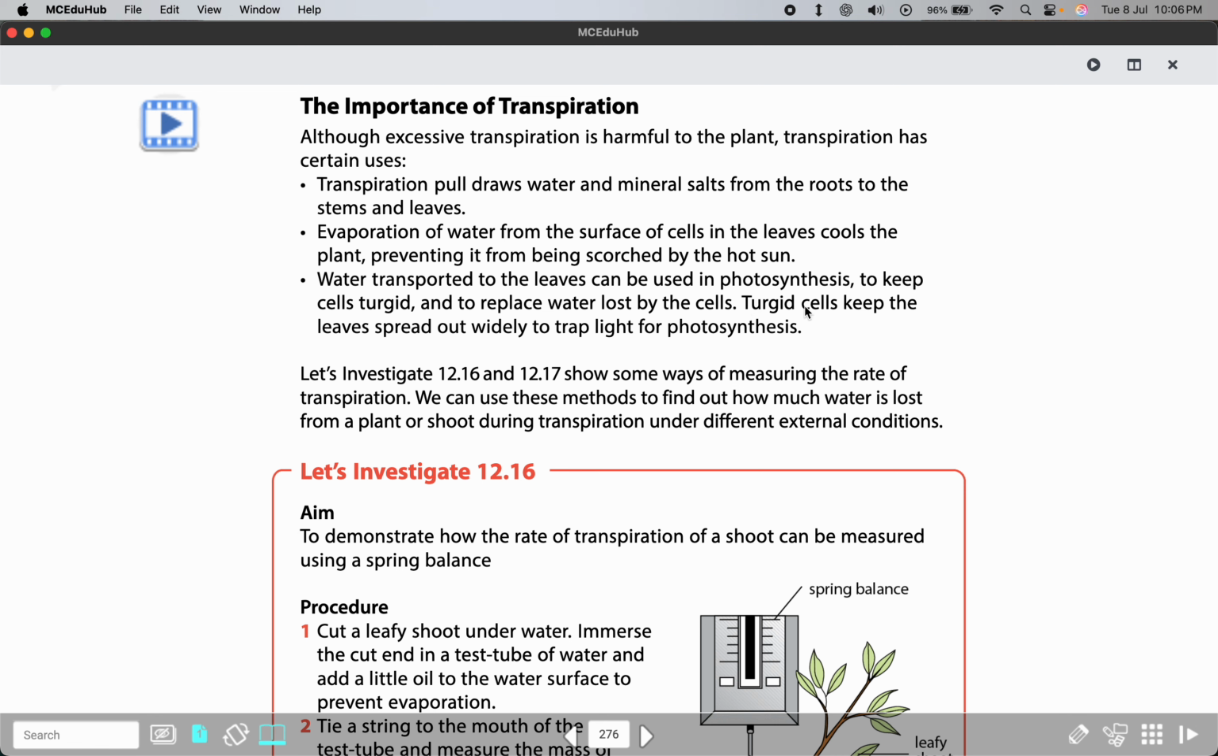And these turgid cells will help to keep the leaf, turgid means very plump, right? The cells can keep the leaf spread out widely in order for the plant to trap enough light for photosynthesis.